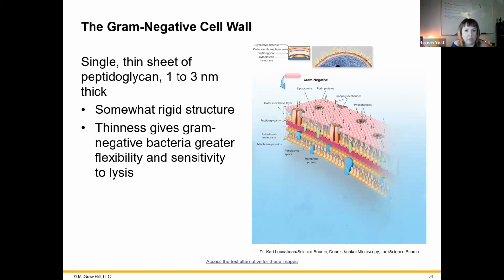With the gram negative cell wall, we have a very thin sheet of the peptidoglycan. It's only 1 to 3 nanometers thick. It is a little bit rigid.